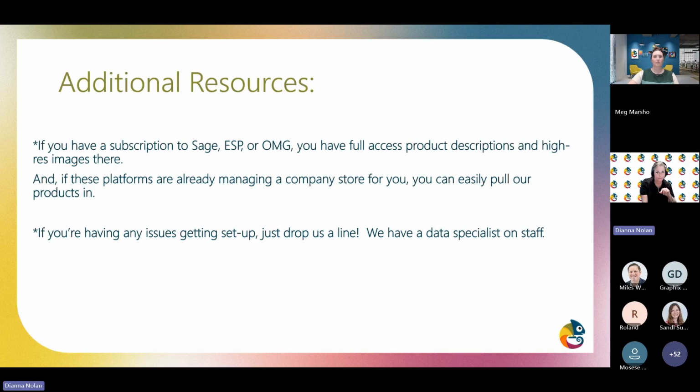Additional resources: if you have a subscription to Sage, ESP, or OMG, you already have full access to product descriptions and high-res images. And if these platforms are already managing a company store for you, you can very easily pull those products in. If you're having any issues getting this set up, just drop us a line. We do have a data specialist on staff, and we're delighted to help you with this.